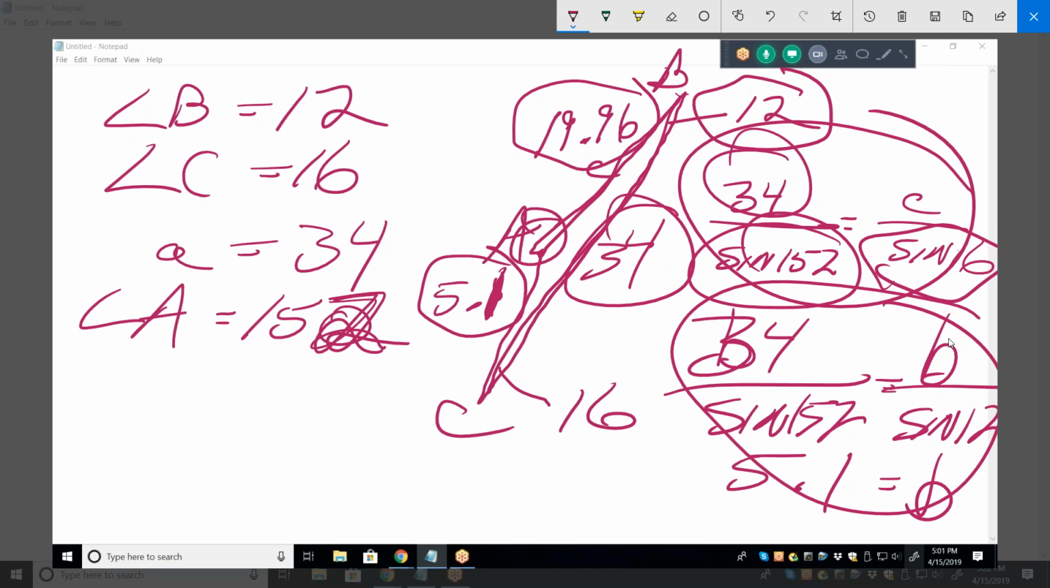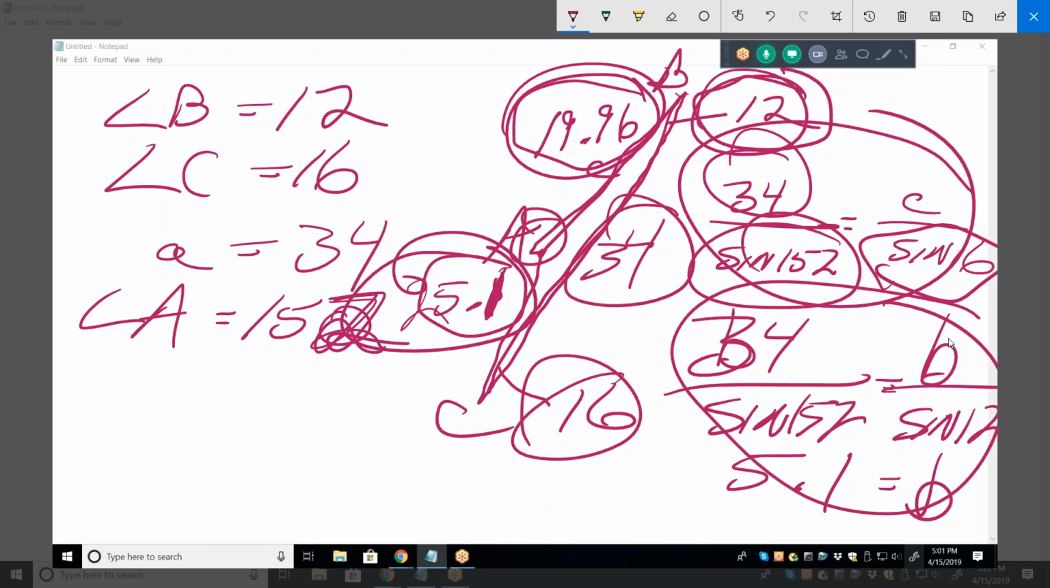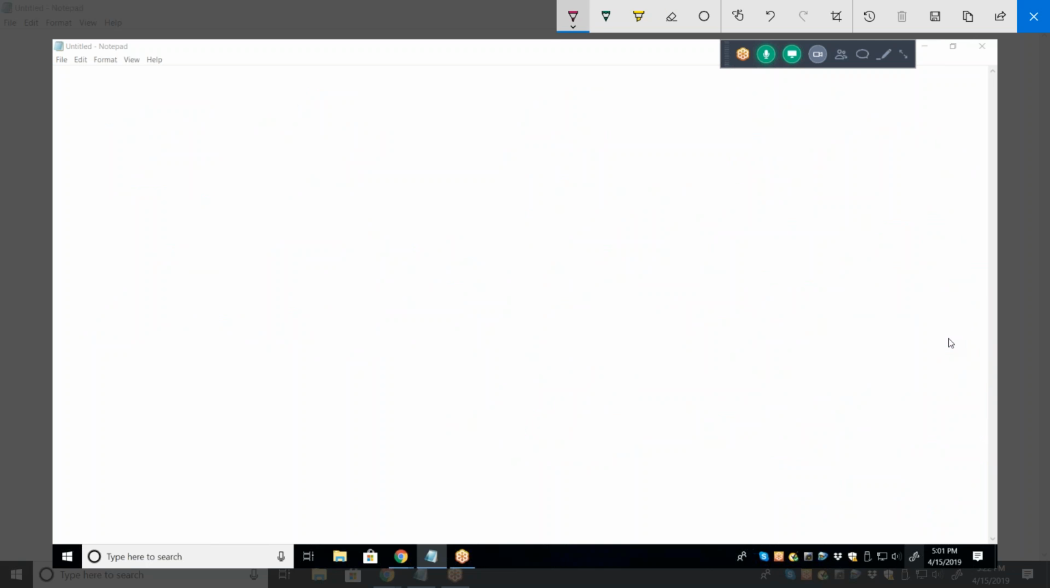But had we gotten a number like 25, can't be. Because then we would have 25 opposite a 12-degree angle and 19.9 opposite a 16-degree angle. You can't have that. All right. What else?